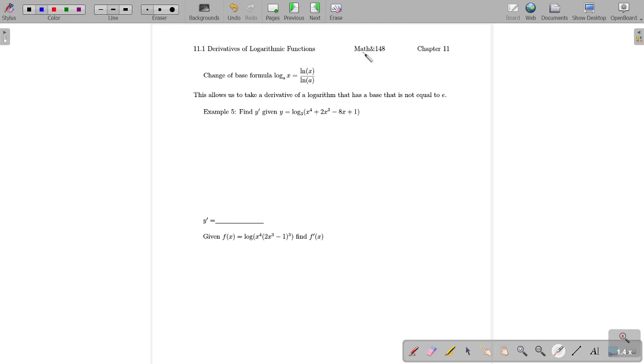Math 148, 11.1 Derivatives of Logarithmic Functions, Part 2. So, the change of base formula: the log base a of x equals the natural log of x over the natural log of a.